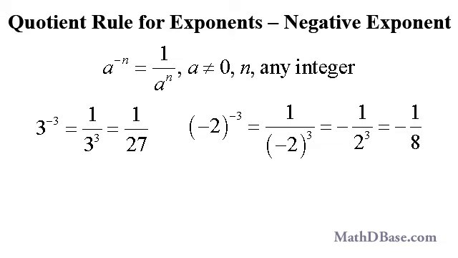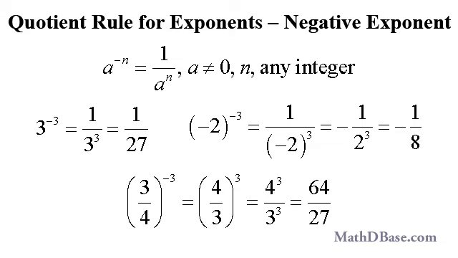In practice, if we have a fraction raised to a negative exponent, it is easiest to just flip the fraction, write its reciprocal, then raise that flipped fraction to the positive of the exponent. For example, 3 over 4 quantity to the negative 3rd is equal to 4 over 3 quantity to the 3rd, which is 4 cubed over 3 cubed, or 64 over 27.